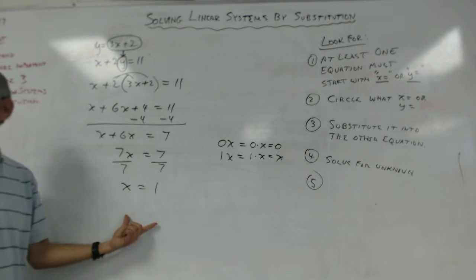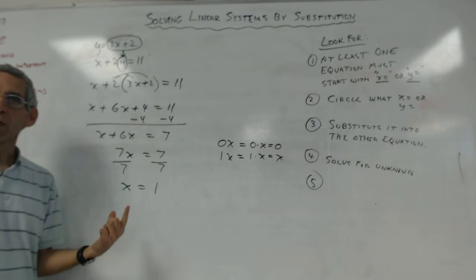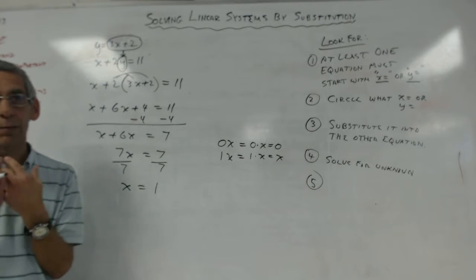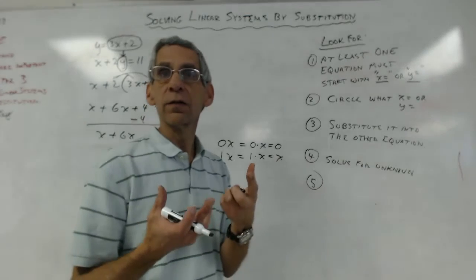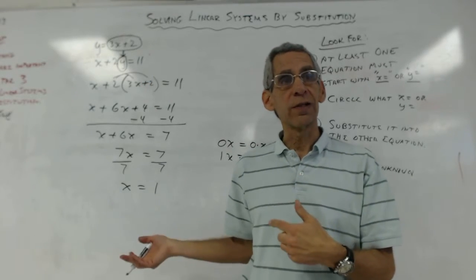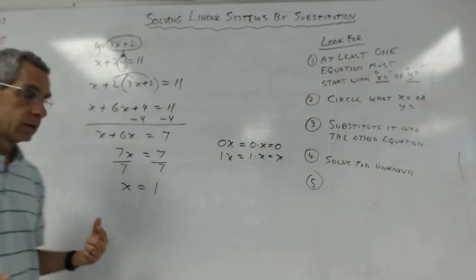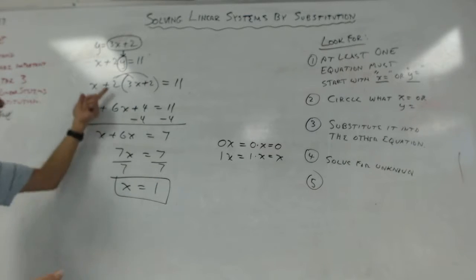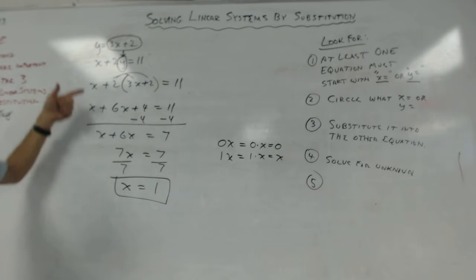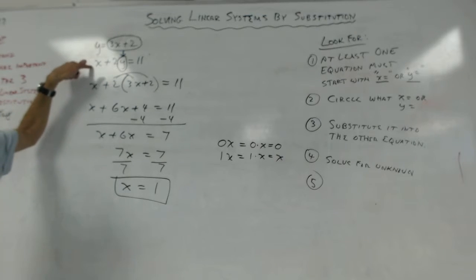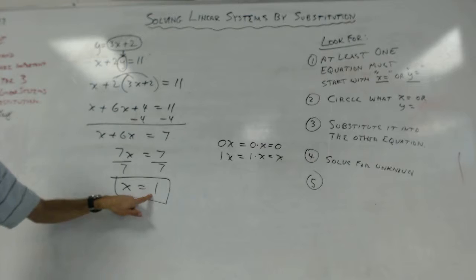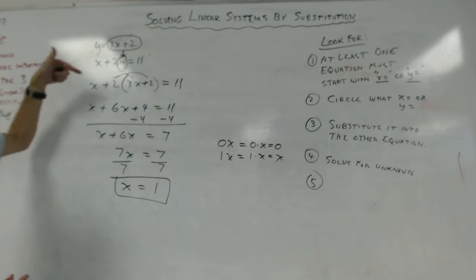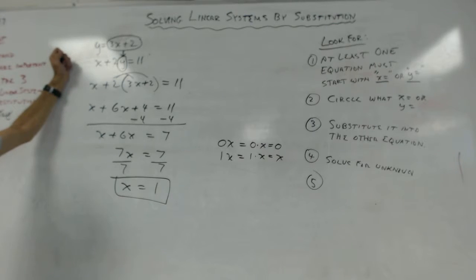So I know my x is 1. But remember, with a system of equations, you're supposed to tell me what the point is. I know my x equals 1. What else do I need to know? I need to know the y. So I can go back to either of these two equations and substitute the 1 into the x in either of them. Which one would be the easiest one to use?